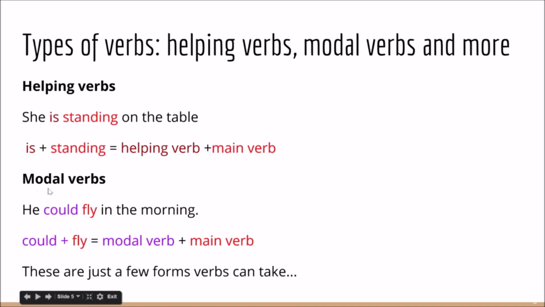Then we have verbs like modal verbs, okay? Modal verbs express possibility. Okay, so for example, here we have he could fly in the morning. Fly is going to be our main verb. It's that action that the subject is doing. But could, okay, gives us more information about the verb. Okay, he could fly. This means it's a possibility. Okay, it's something he can do in the morning.